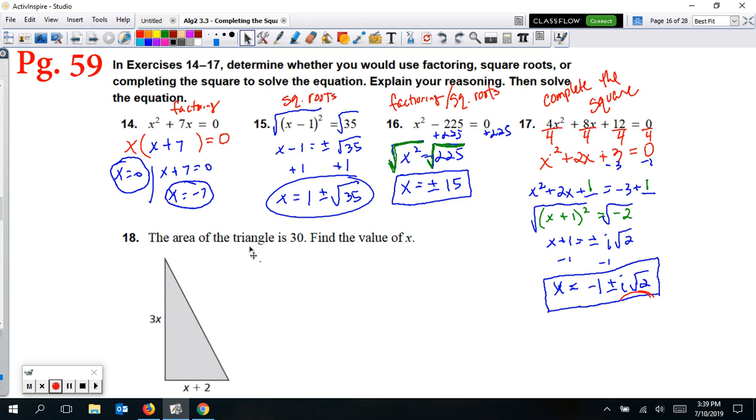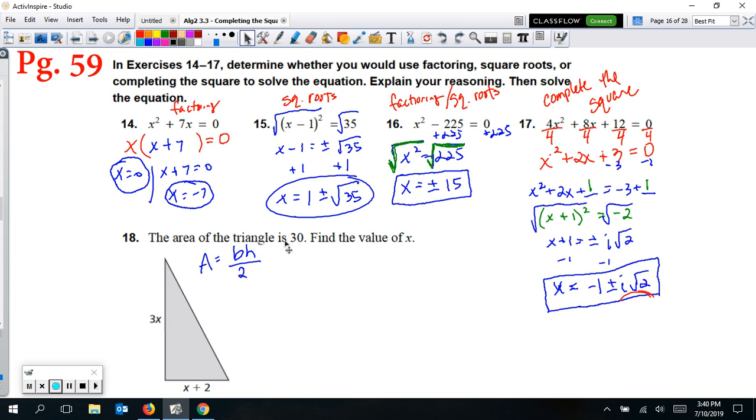The area of the triangle is 30. Find the value of x. So here's a triangle. It gives you some expressions there for the length and the width, or the base and the height, however you want to think of those. We'll use base and height for this one. So the area of a triangle is the formula base times height divided by 2. So your base could be x plus 2. Your height could be 3x. So you're going to multiply those together and divide it by 2 for the area.